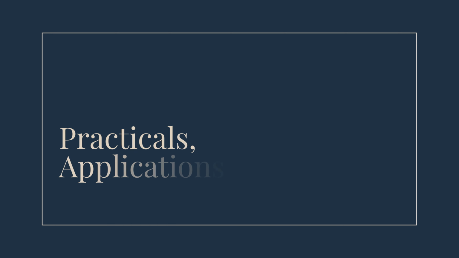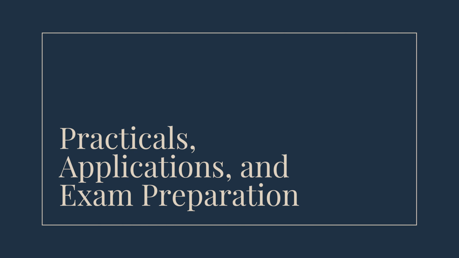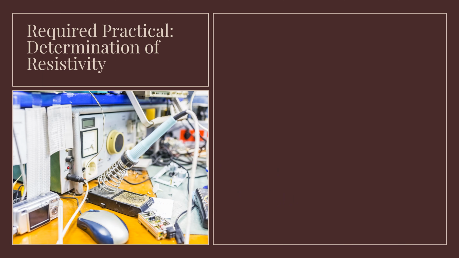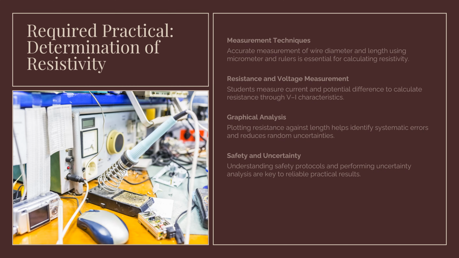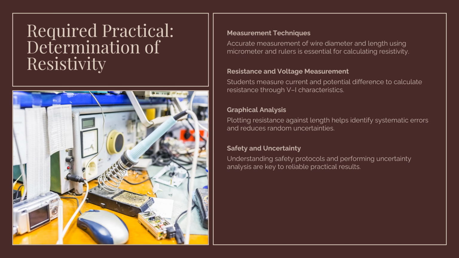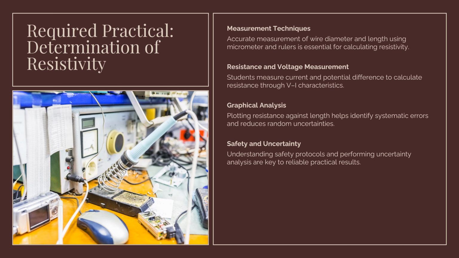Required practical, determination of resistivity, real-world applications of electricity, exam technique, common errors, and key equations. Required practical 5 involves determining the resistivity of a wire using measurements of length, diameter, current, and potential difference. Students must use a micrometer to measure diameter accurately, calculate cross-sectional area, and determine resistance from V-I measurements.